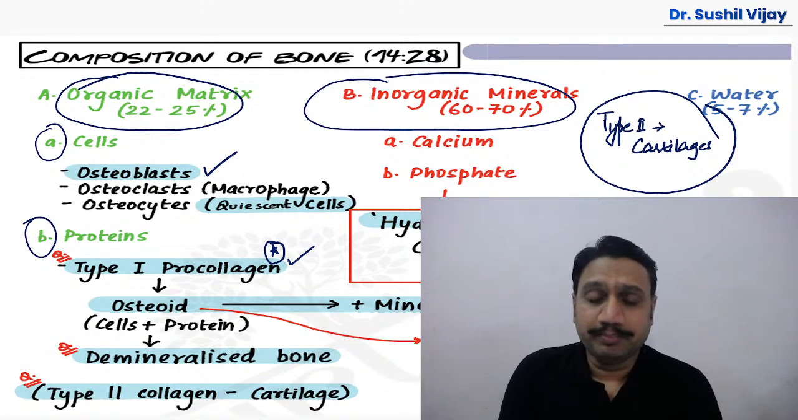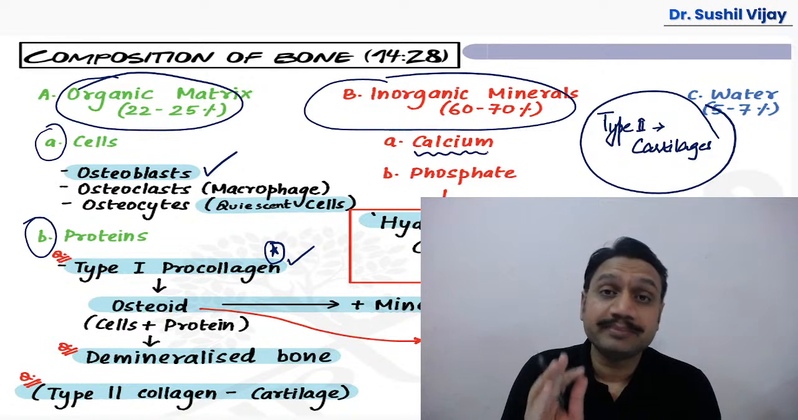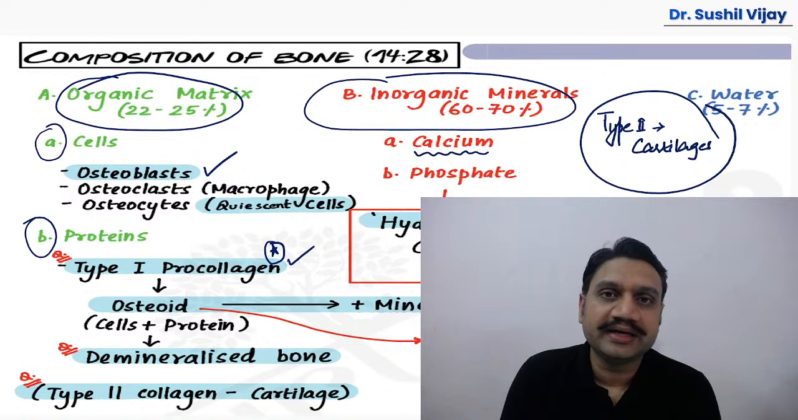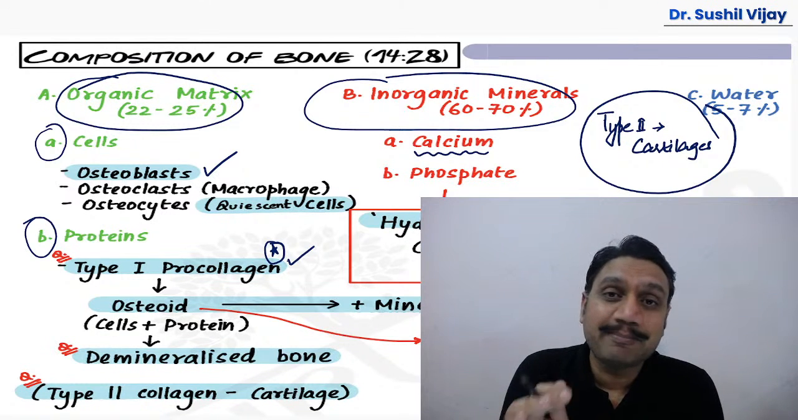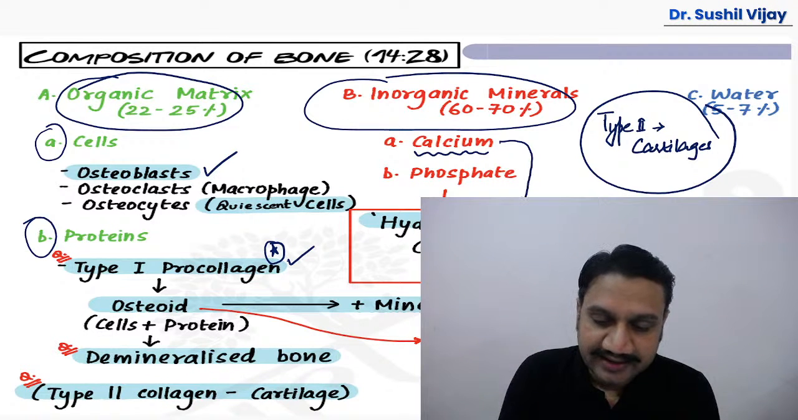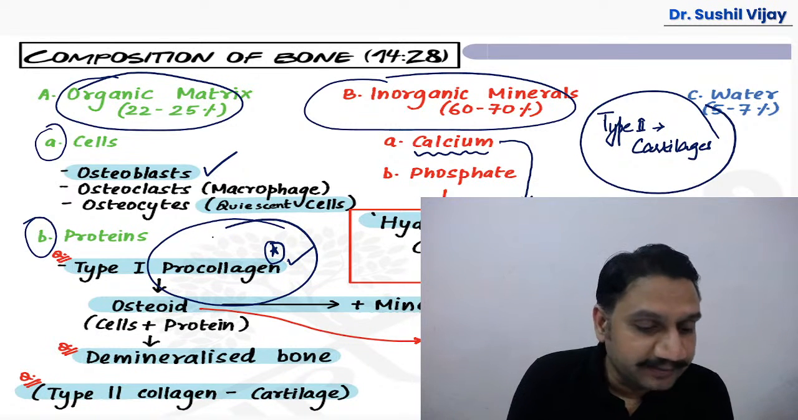All right, now the minerals, the major component of the bone: 70% is made by the minerals, and the mineral which makes up the bone is calcium. Calcium in our body is present in variable forms, and one of the most important is the hydroxyapatite crystalline form. So one important question I told you: type 1 procollagen in bone, type 2 in the cartilage area.